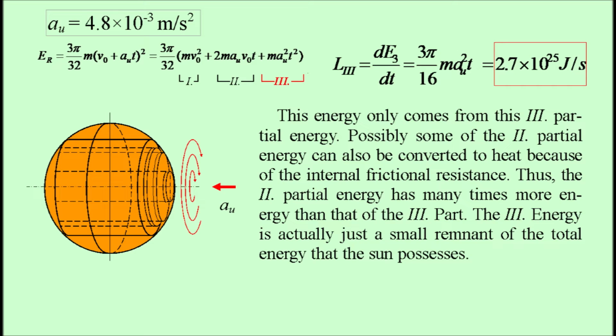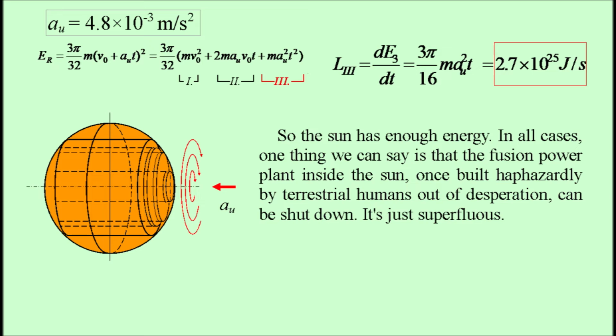Possibly some of the second partial energy can also be converted to heat because of the internal frictional resistance. Thus, the second partial energy has many times more energy than that of the third part. The third energy is actually just a small remnant of the total energy that the Sun possesses. So the Sun has enough energy.